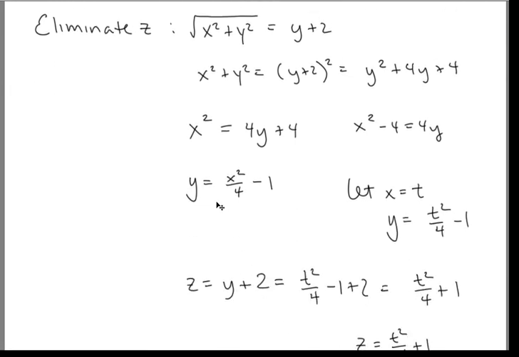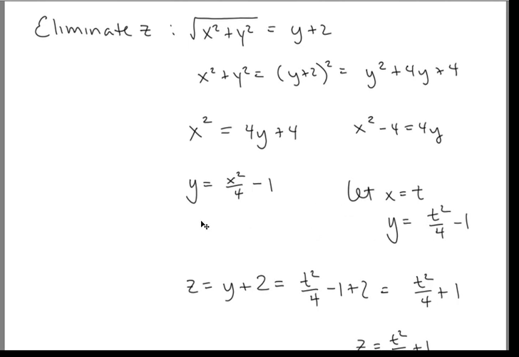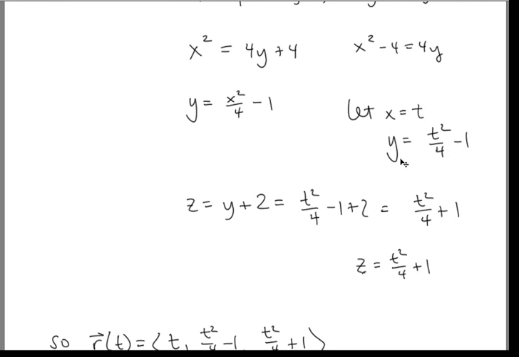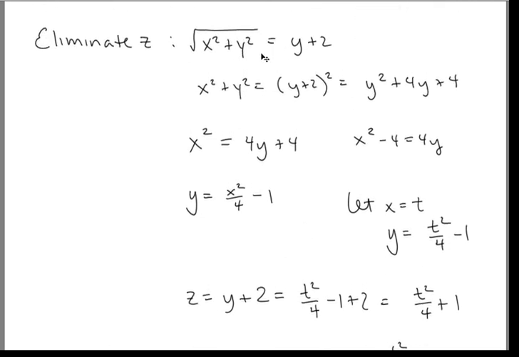So now we have a relationship between x and y. So we could let x equal t, and then y would be t squared over 4 minus 1. And then so far, we would have 2 of the 3 functions we need, because remember, we're looking to parameterize the x, y, and z coordinates. So if x is equal to t and y is equal to t squared over 4 minus 1, then we just have to plug into either of these functions, right? z is equal to y plus 2. That gives us t squared over 4 plus 1.